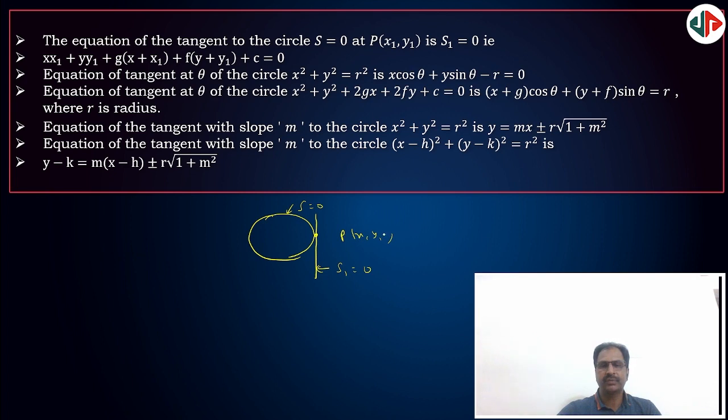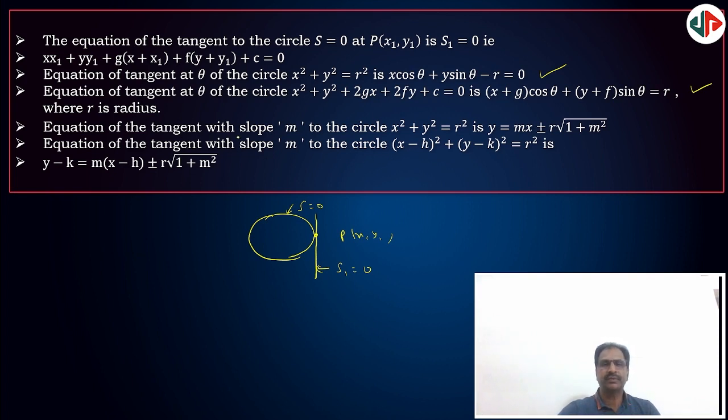Instead of point x1, y1, if a parametric point is given, then the equation of tangent to the circle is x cos theta + y sin theta = r if the center is at 0, 0. Suppose the center is at (-g, -f), then the equation of tangent when the point is given in parametric form is (x + g) cos theta + (y + f) sin theta = r, where r is the radius.